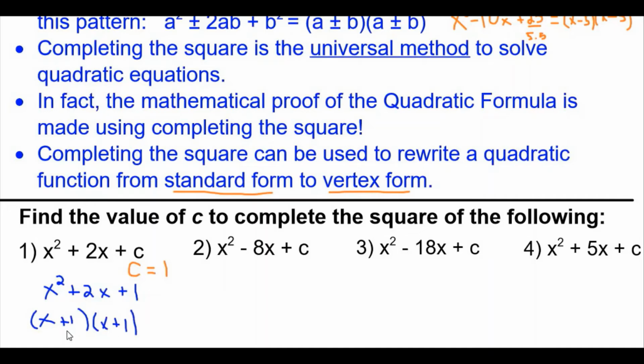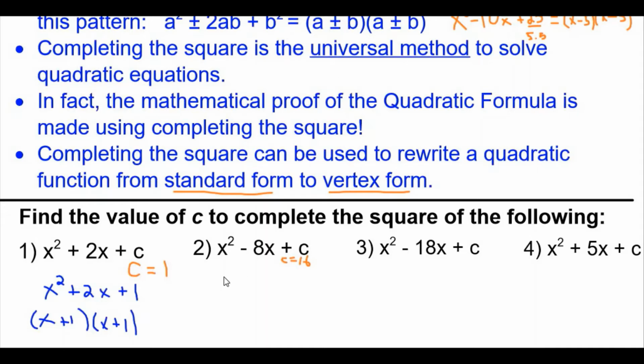1 times 1 would be 1, and 1 plus 1 would be 2. So let's see if we think about this one, right? I need to think of a number that's going to add up, that's an identical twin, to 8. That would be 4. But if I square it, because it has to be squared, it would be 16. And the reason it has to be squared is because we're talking about a quadratic.